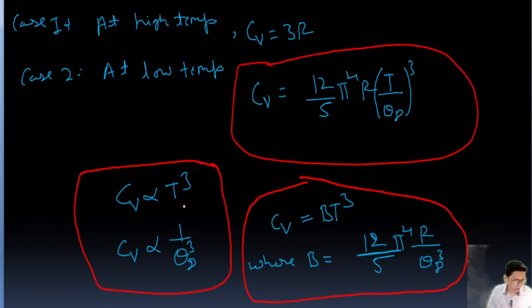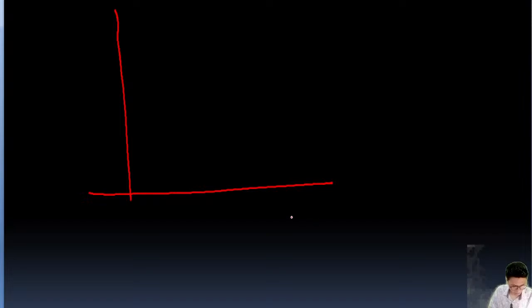So now I'll make a graph which matches the experimental value. The graph is Kelvin versus Cv, and this graph is going to be like this, guys.